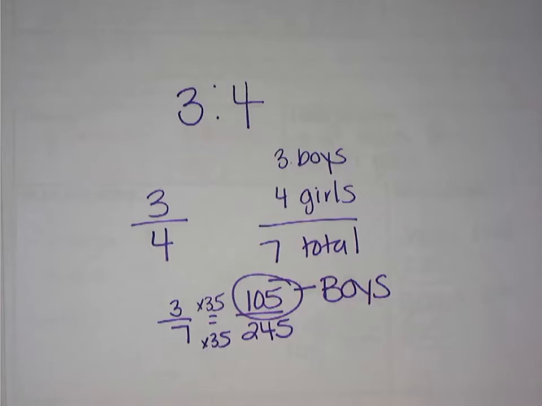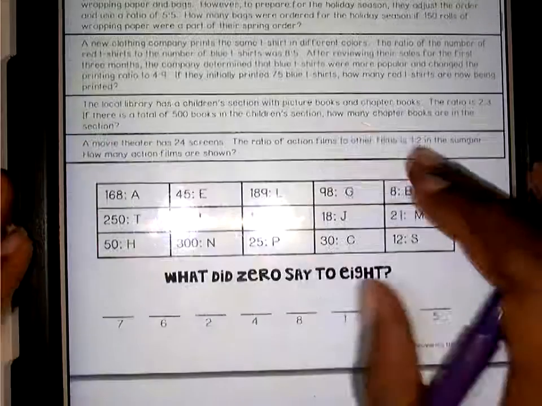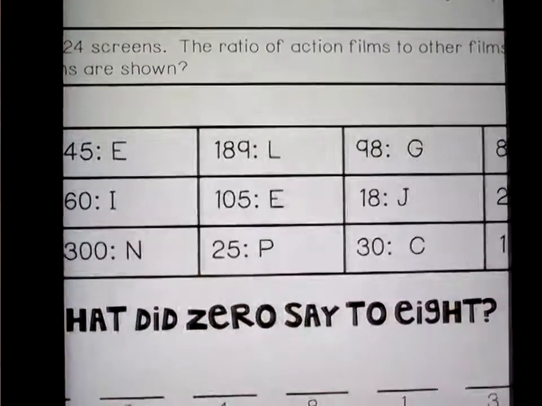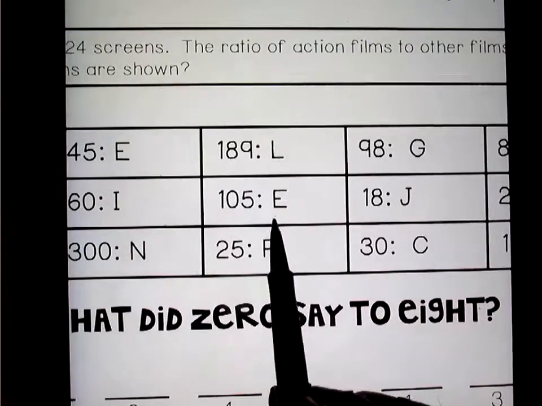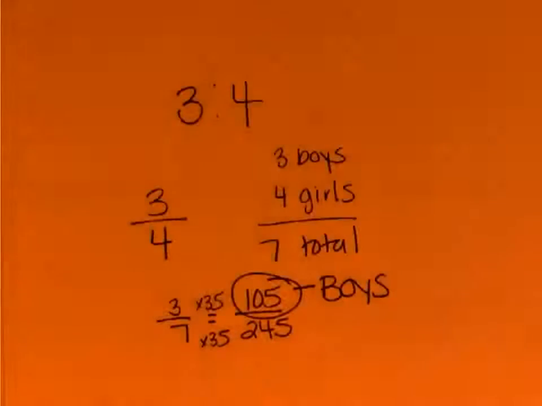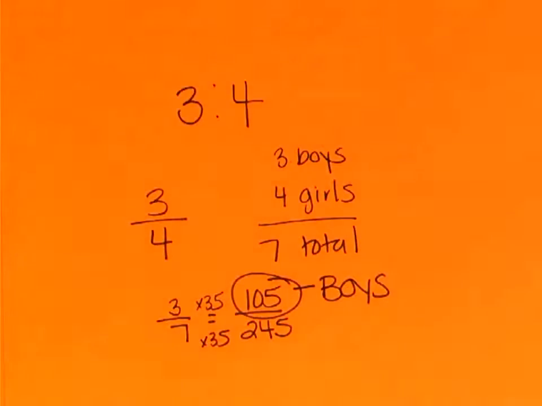So on the bottom of the homework, you'll see letters. As you see, 105 is right there, and you will write the letter E. So you'll go up to your first problem and write the letter E. Okay? So attempt them first, and then let me know if you have any questions. All right.